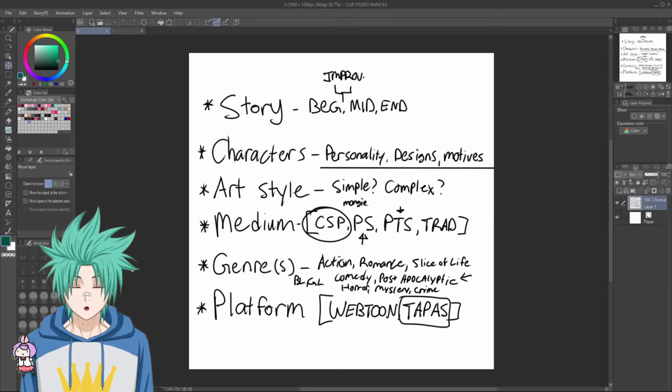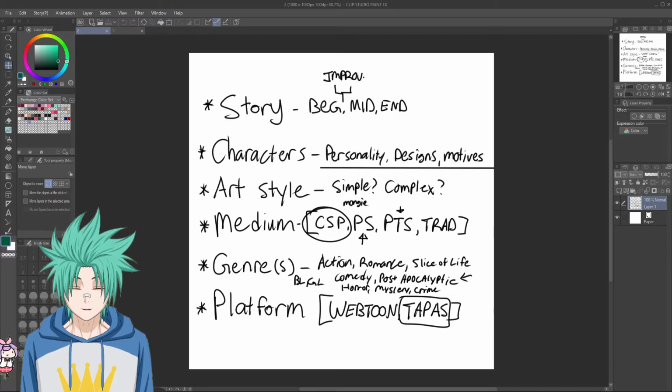It's entirely up to you. You can do whatever you want. Then you have small subgenres like BL and GL for romance and stuff. It's all entirely up to you. And there are platforms that you can choose to put your stuff on.